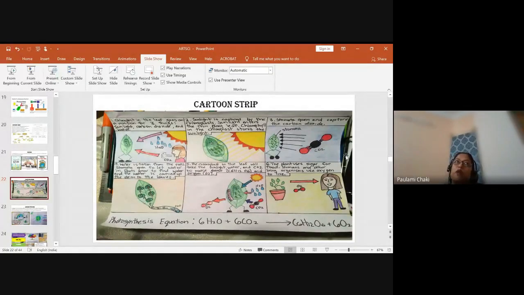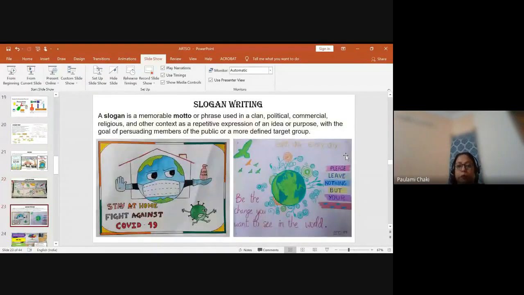If there are multiple topics, like in grade 10, you can have dental caries, and that can be a very good cartoon strip. Then communicable diseases, vaccination, those concepts can be taught in a very good way by introducing the cartoon strip as an art integrated form. So we can use this cartoon strip in a very nice way.